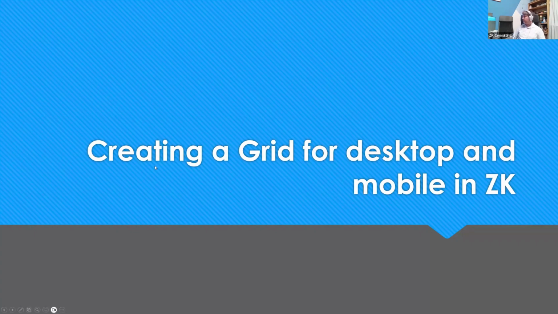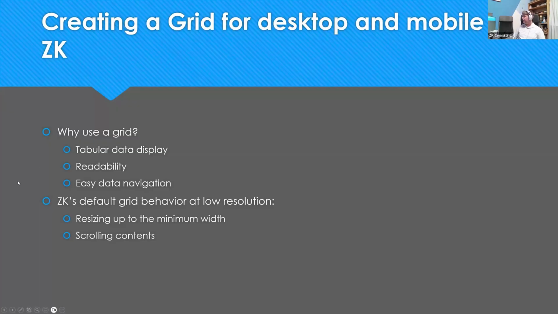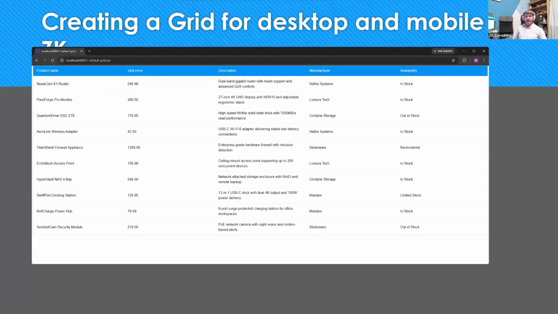The first thing we're going to look at is just what I quickly touched upon. Why do you want to use a grid? You want to use a grid because you have tabular data, because you want it to be readable, because you want it to be easily navigated. What does a ZK grid do for you? If you are using a standard ZK grid, it is very reliable in the sense that it does one thing and it does it well.